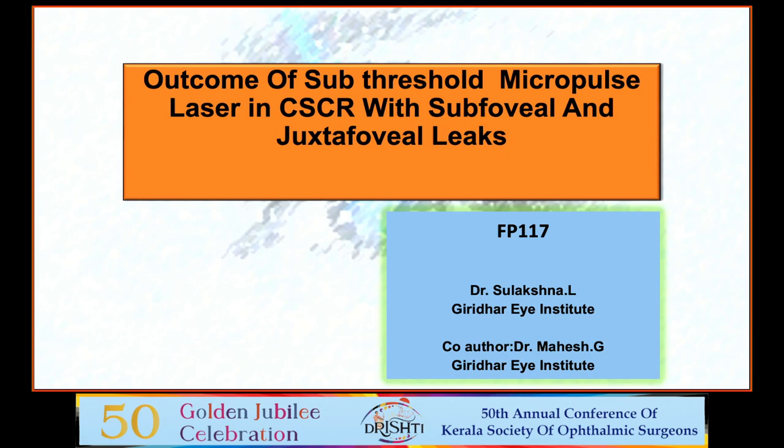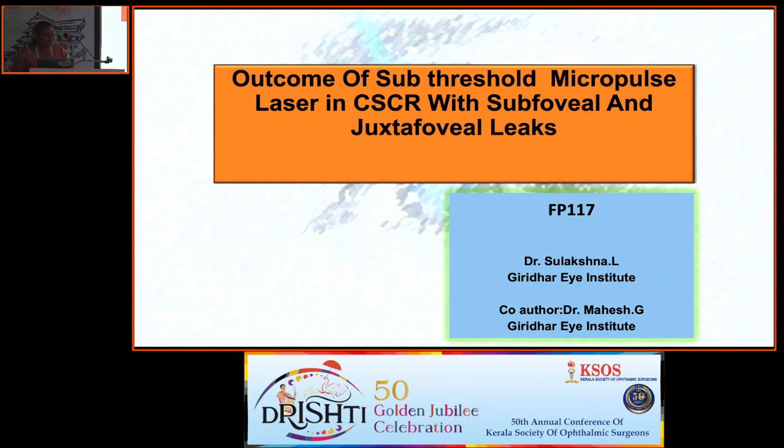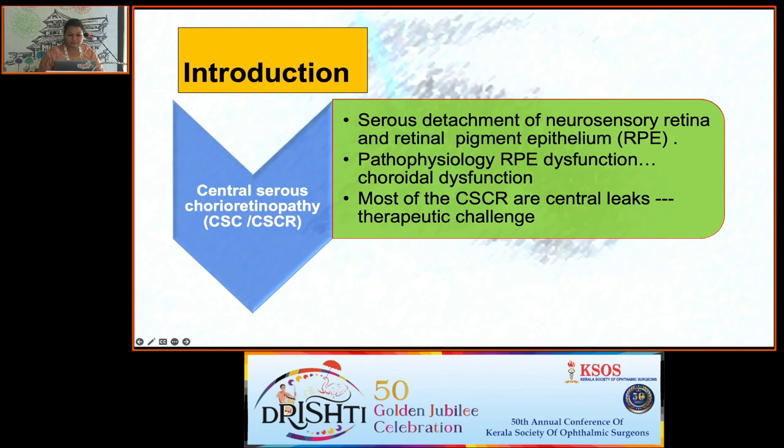My study topic was outcome of subthreshold micropulse laser in CSCR with subfoveal and juxtafoveal leak. As we all know, CSCR is a pachychoroid spectrum of disease with unknown etiology. There is a serous detachment of the neurosensory retina from the retinal pigment epithelium. Earlier, it was thought that the pathophysiology is due to RPE dysfunction. Now, it is stated to be due to choroidal dysfunction.